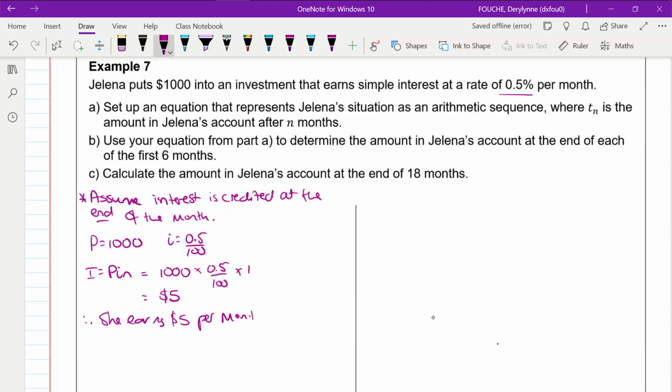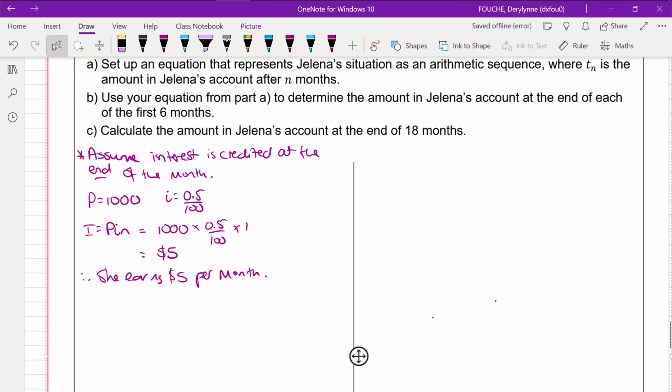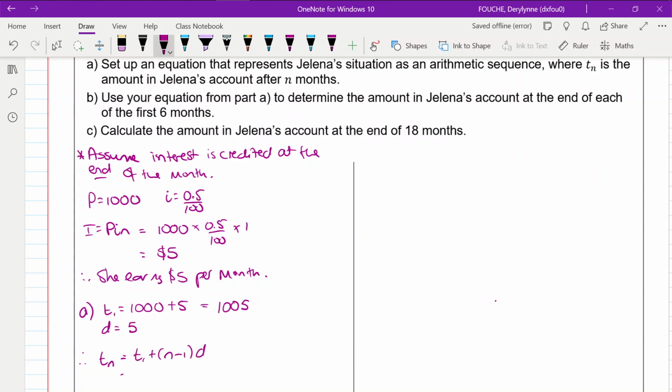Okay, so she earns $5 per month. Alright, now, if I'm wanting to set up an arithmetic sequence for her earnings, my T1 will have to be $1,000 plus that $5 that she earned. So this is at the end of the first month. That's $1,005. My D value will be that $5 every single month. So my Tn will be T1 plus n minus 1 D. That's going to be 1,005 plus n minus 1 times 5.